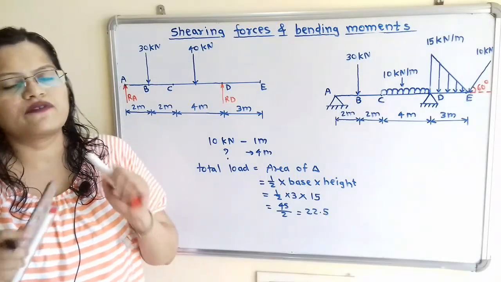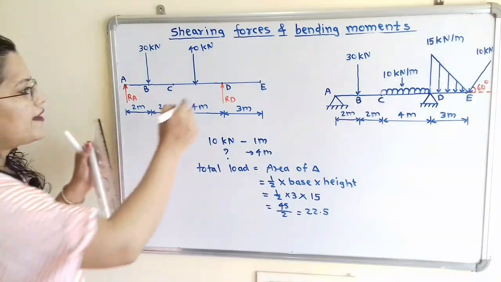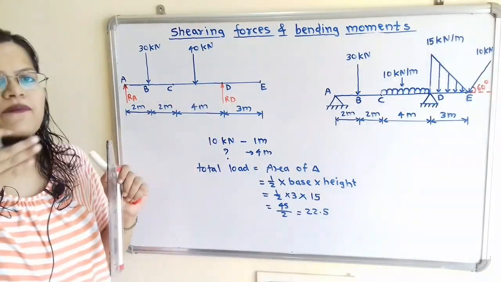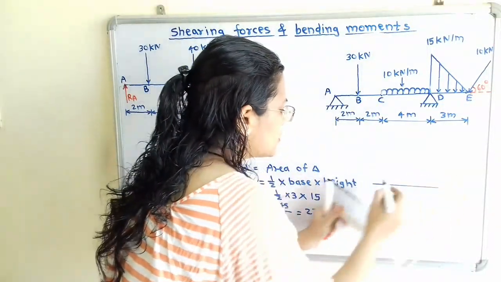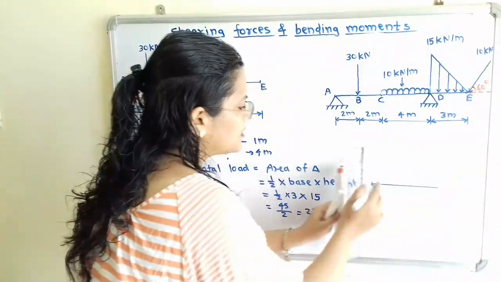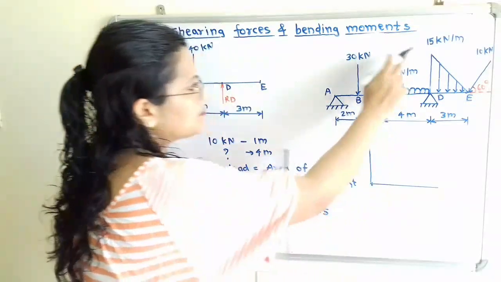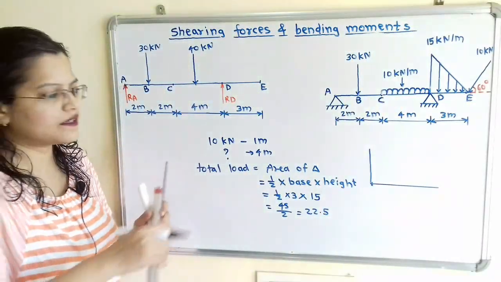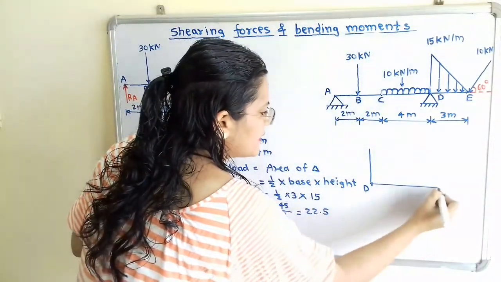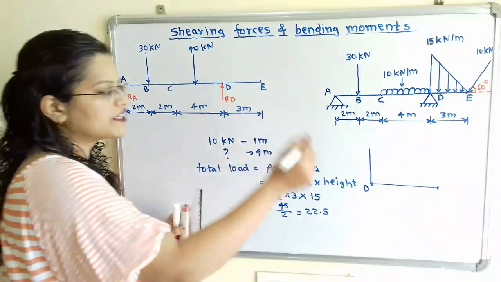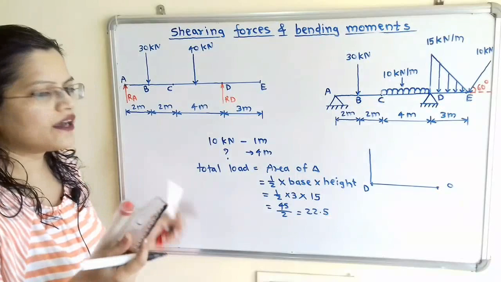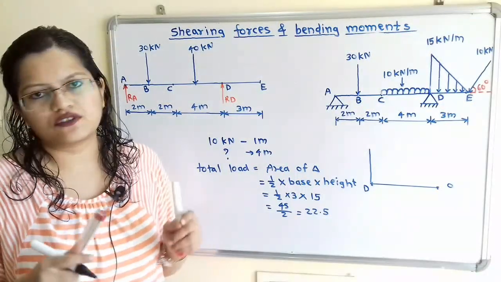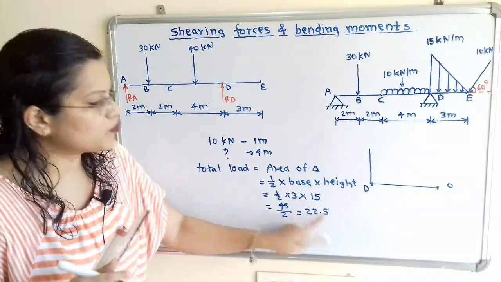For a uniformly varying load, point D is the point of maximum load. I will draw it separately here. This point D is the maximum load, because here the maximum load of 15 kilonewton per meter is given, and point E is the minimum or zero load. So here the zero load is mentioned. Here is the point of application of this load of 22.5.